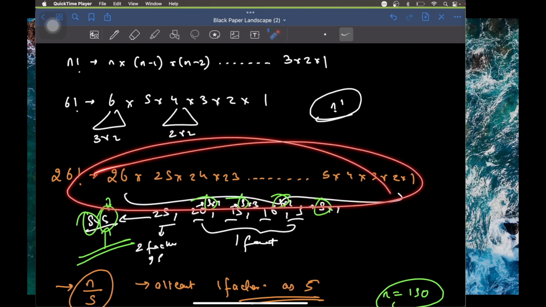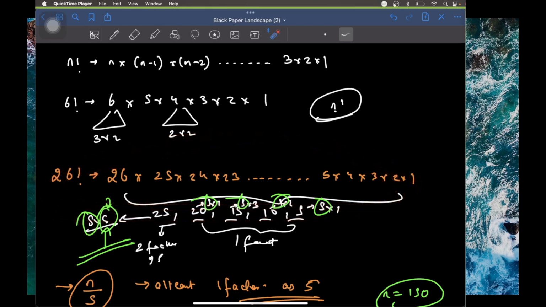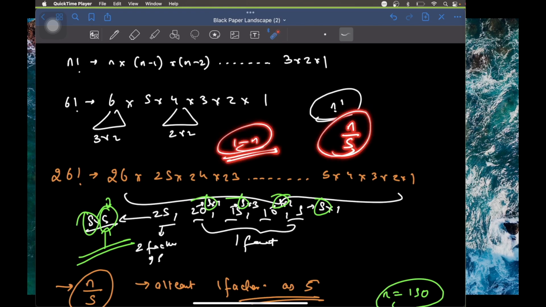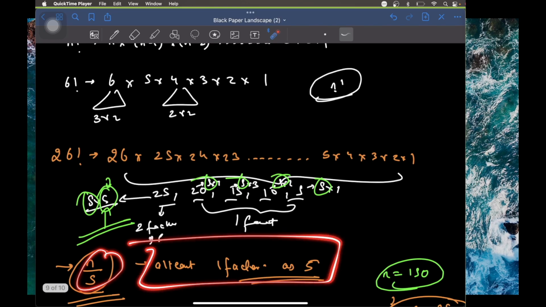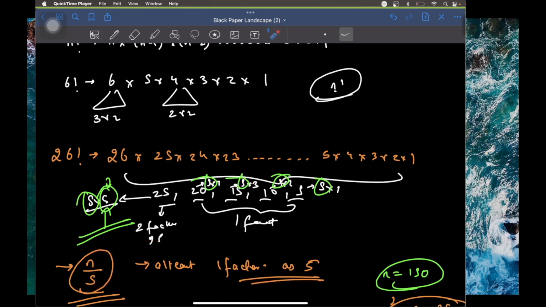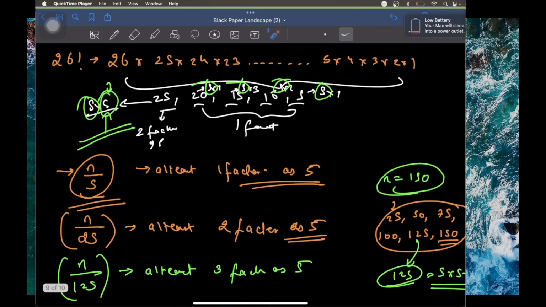So in this whole multiplication of n factorial from 1 to n, there are a lot of numbers which will contribute 5. How many numbers can contribute at least one 5? There will be n by 5 numbers that can contribute at least one factor of 5. But then there will be a few more numbers which can contribute two factors of 5. That means even if you take one factor of 5 from them, they will still be left with one more 5. How many numbers are those?